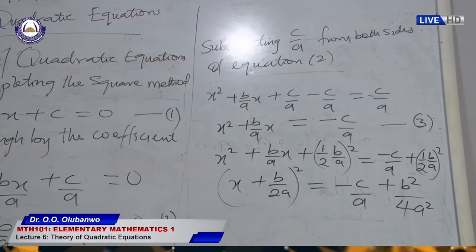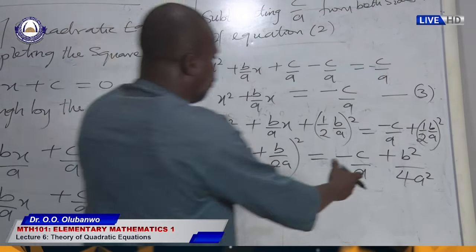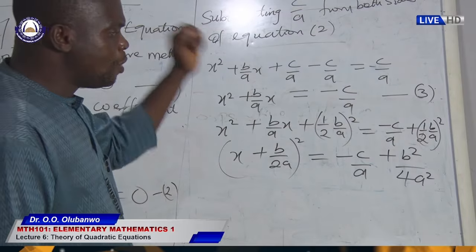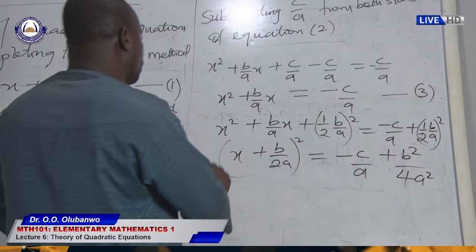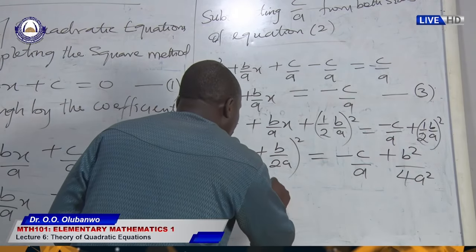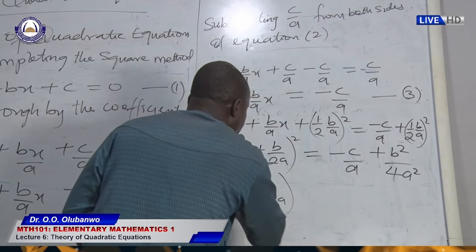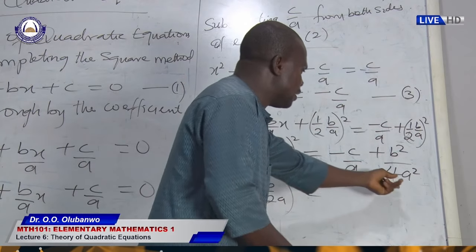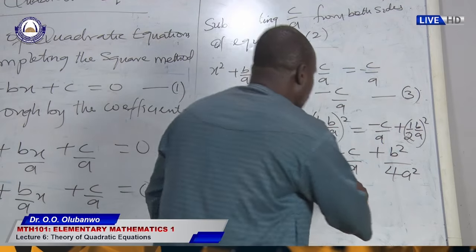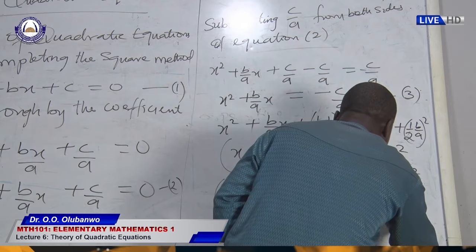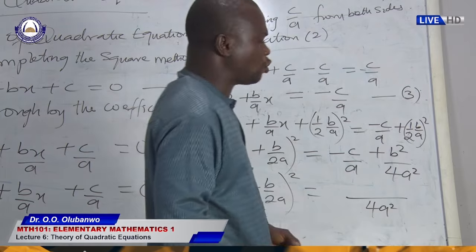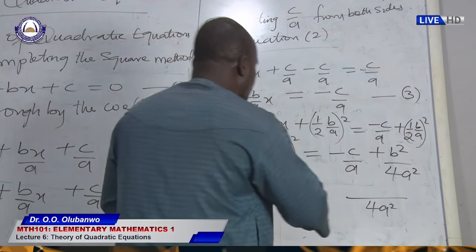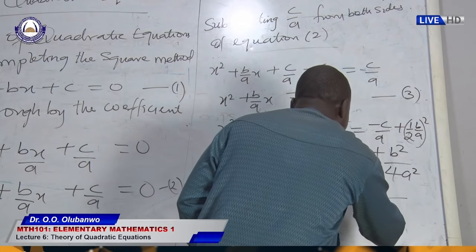The next thing was we should look for a way of merging this together by considering the LCM, which we did in our primary school days. So we have x plus b over 2a all squared equals the LCM of a and 4a squared, which is 4a squared. So 4a squared divided by a gives us 4a. 4a times minus c gives us minus 4ac.